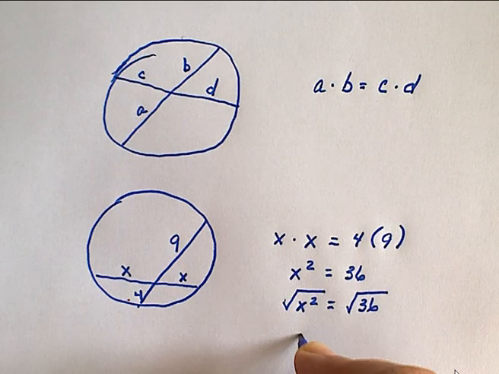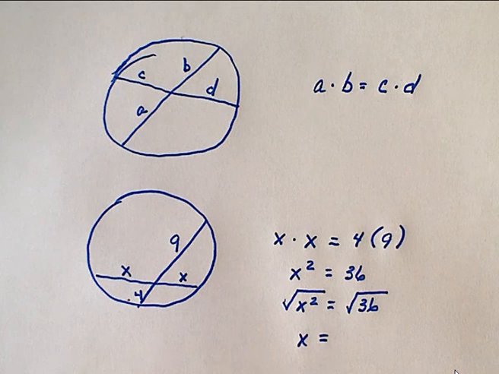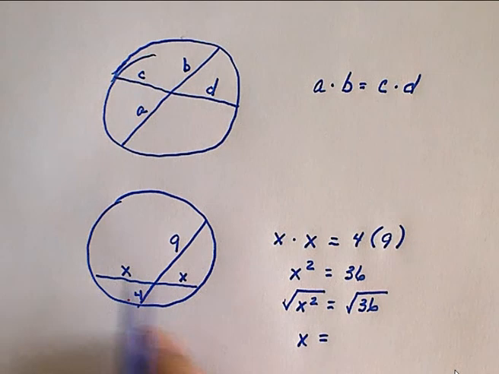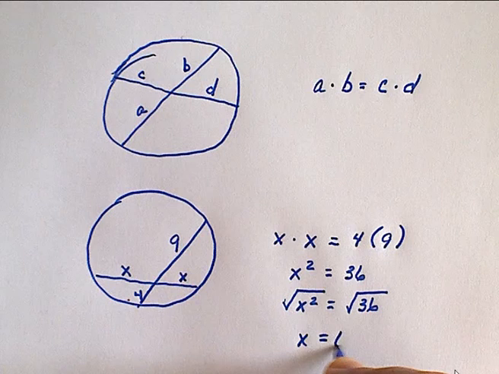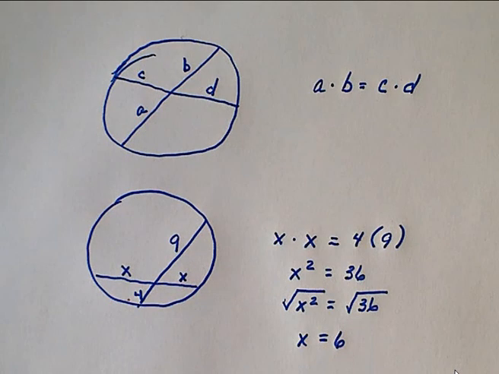So x equals, now normally when we would take a square root of a number, we would do a plus or minus. I'm not going to do that here because these x values cannot be represented by negative numbers. So x equals 6 is my only answer. Pretty straightforward there. That's all you're being asked to do.